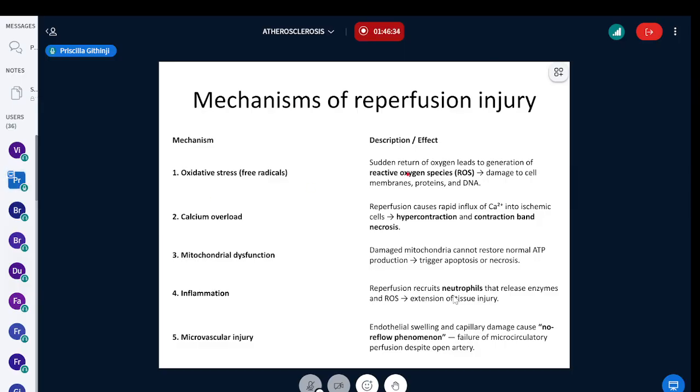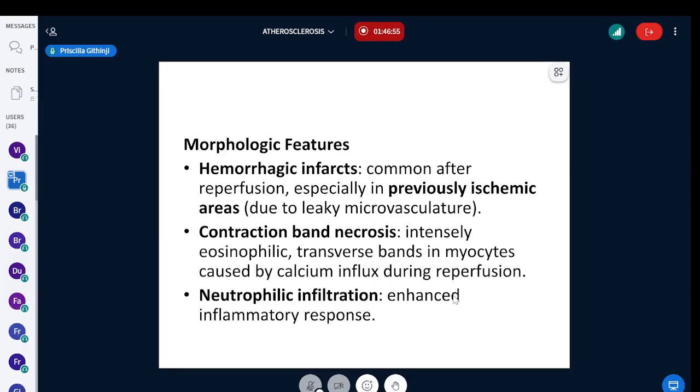So this is just a table to summarize the mechanisms. So we've talked about formation of your reactive oxygen species. Where you have cell injury, of course, you have influx of calcium. Go back to our lecture on cell injury. You have myocardial infarction, you have inflammation, and also you have microvascular injury that contribute to reperfusion injury. You can read more on this.